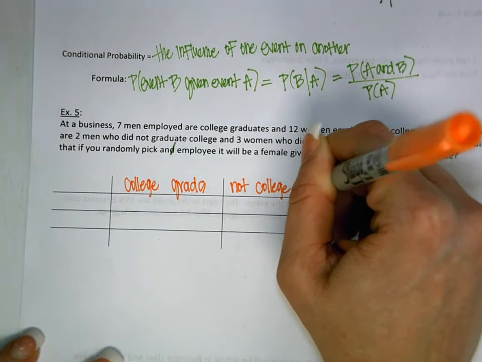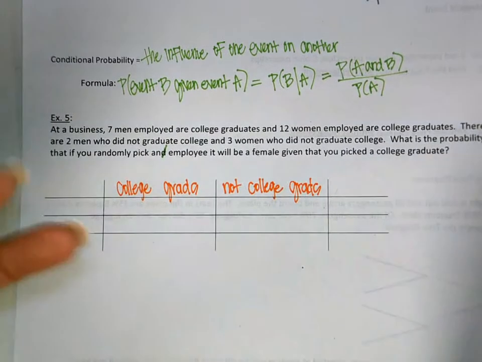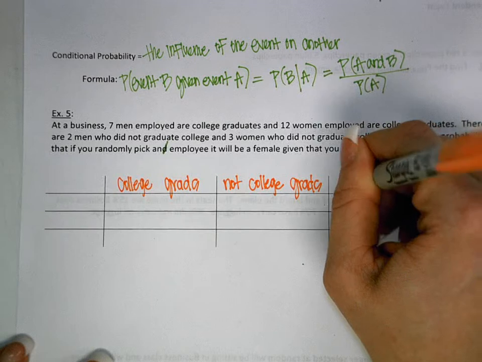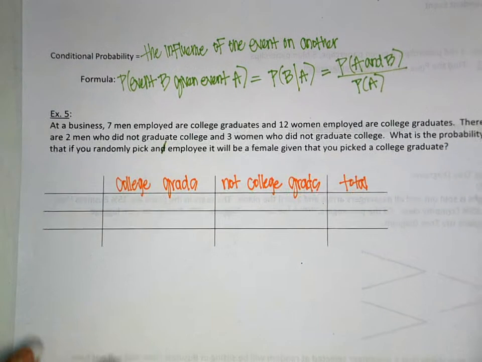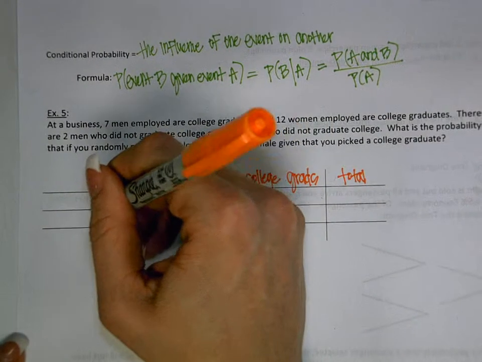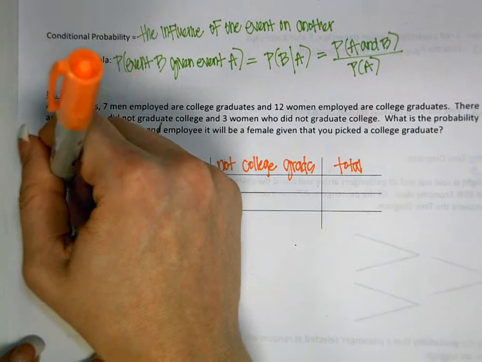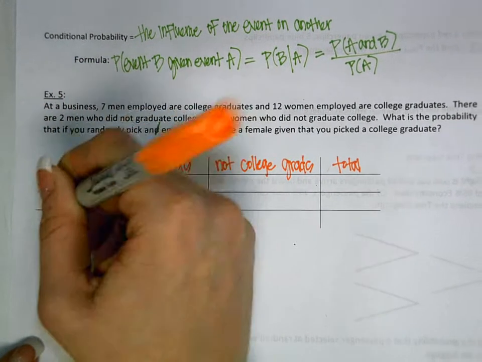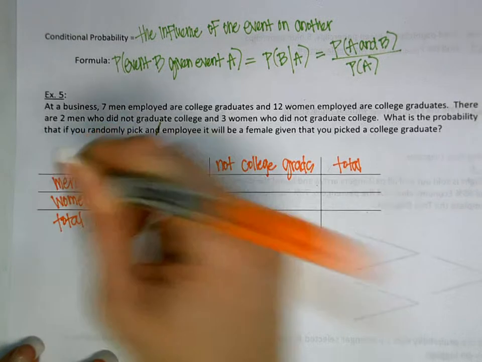Now, these charts will not always be written out for you, so you might have to draw them, okay? We also are going to have a spot for total. What are my other factors that I know? Men and women. Men, women, and again, I'm going to have a spot for total. So now let's fill this in.